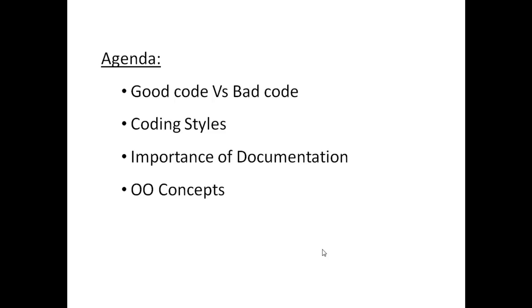So we'll see how a good code should look and how it should not be, and we'll focus on different coding styles that we can follow from the basics itself. We'll see the importance of documentation, which of course is the most important part of the industry, and let us try to touch some object oriented concepts with respect to this category.